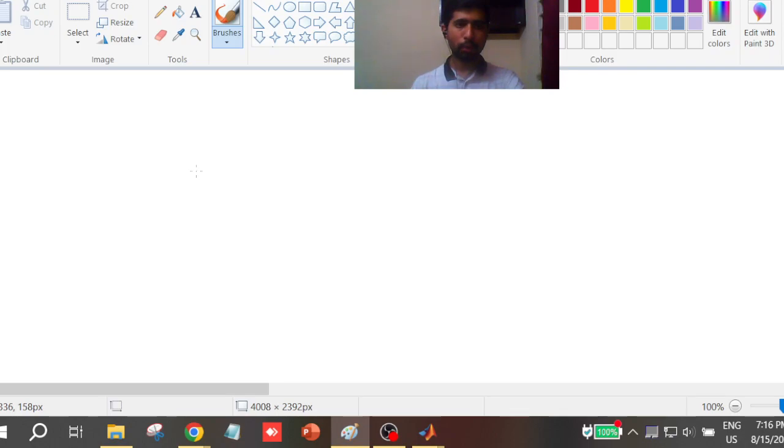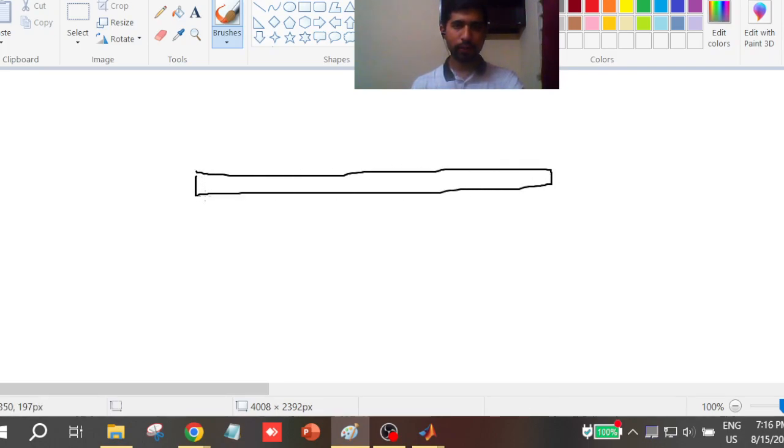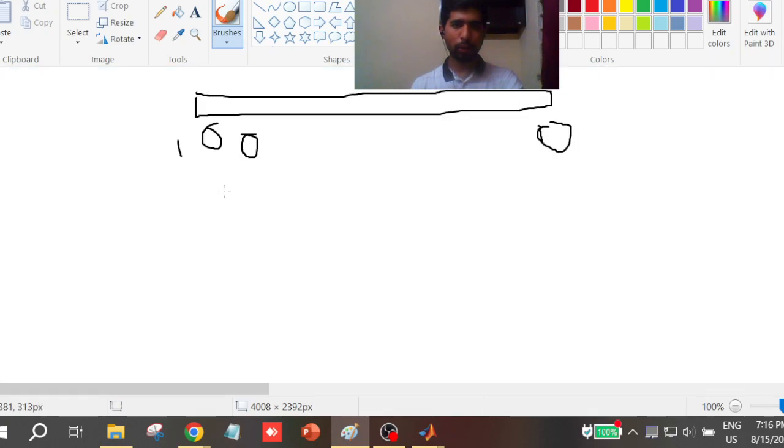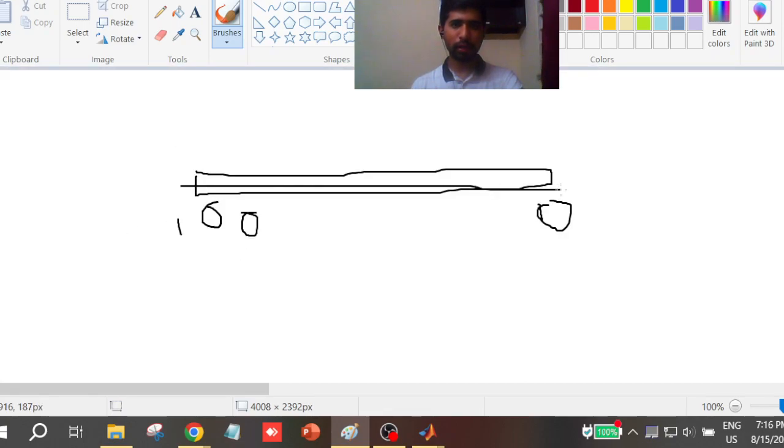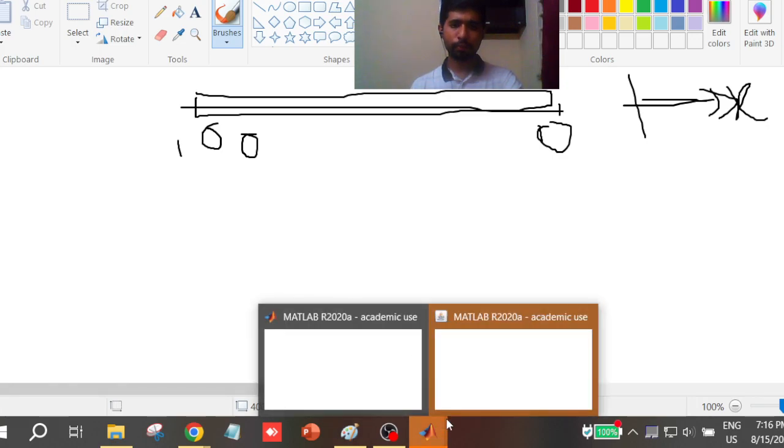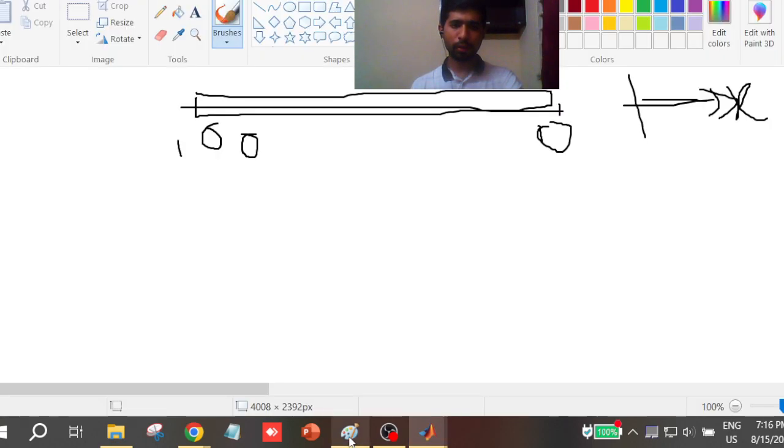As I said earlier, you have a rod which is subjected to 100 degrees at the left end and 0 degrees at the right end, and you want to see the variation of temperature along this rod. The temperature variation happens only in the x direction. So that is the problem statement.